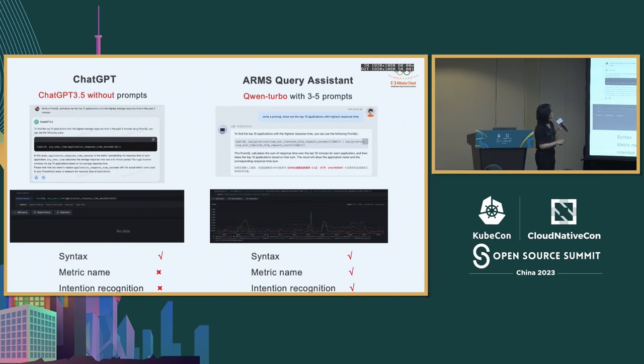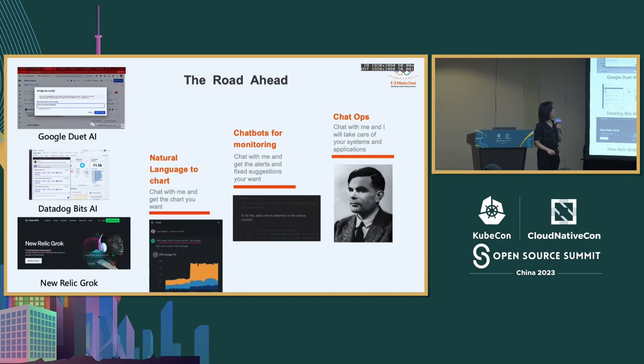And you can see the ARMS query assistant. I use the Qwen model provided by Tongyi Qianwen, also in Alibaba Cloud, with 3 to 5 prompts. And the PromQL the query assistant showed me is correct. We can see the correct syntax, correct metric name, and correct user intention recognition. Okay. Now we turn to the road ahead.